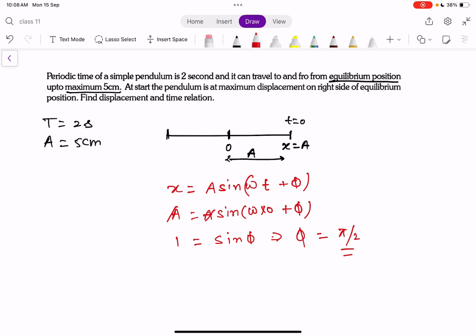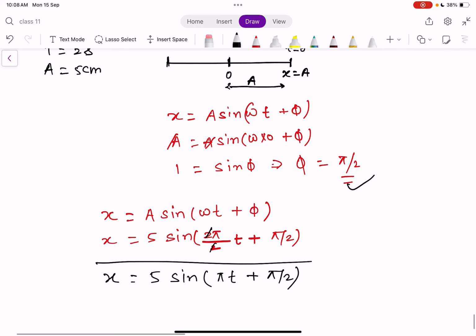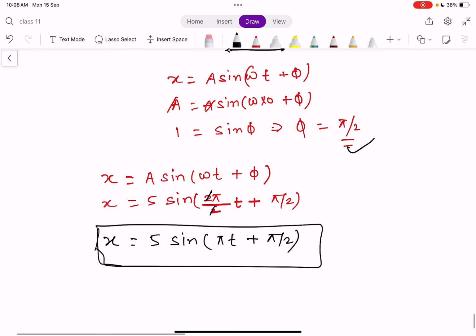What we have to find is the displacement and time relation. The required displacement at any time is x equals a sin(omega t plus phi). Here amplitude is 5, omega is 2 pi by time period, which is 2 pi by 2, into t, and phase angle is pi by 2. So x equals 5 sin(pi t plus pi by 2), the 2 cancels out. So this is the required equation relating displacement and time.